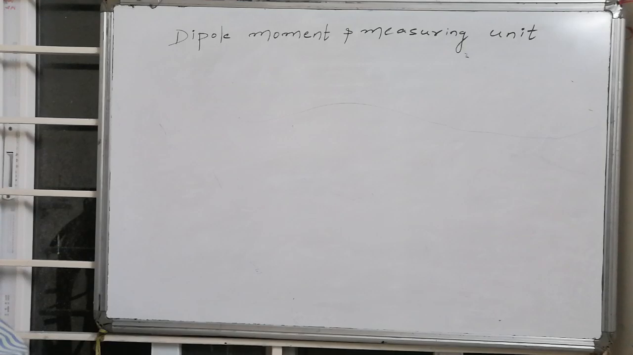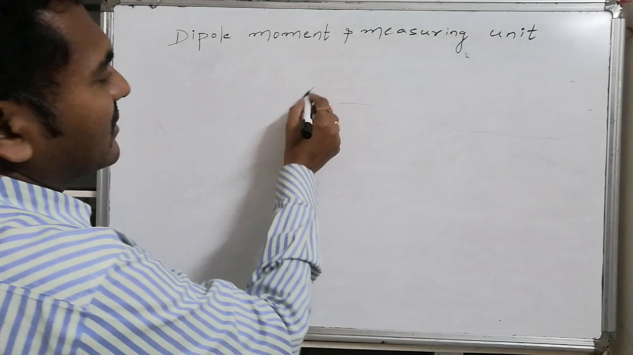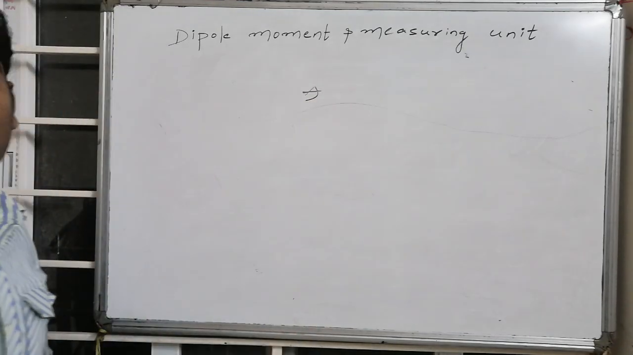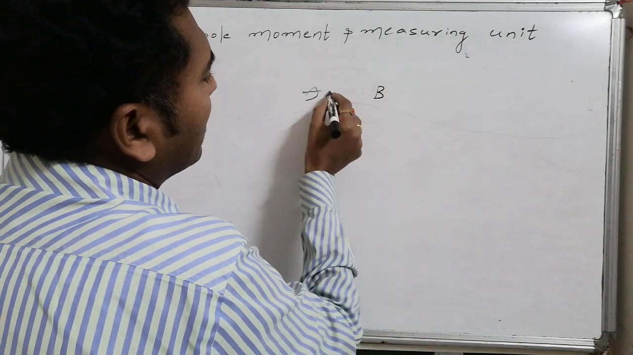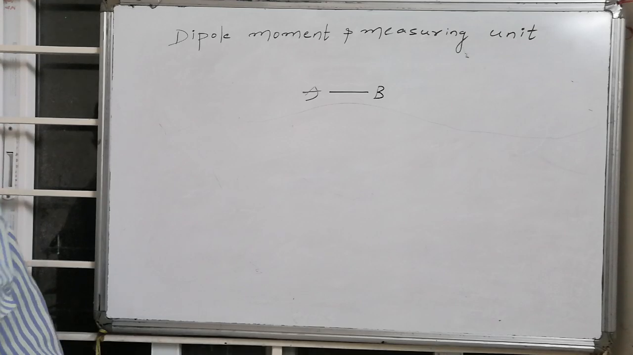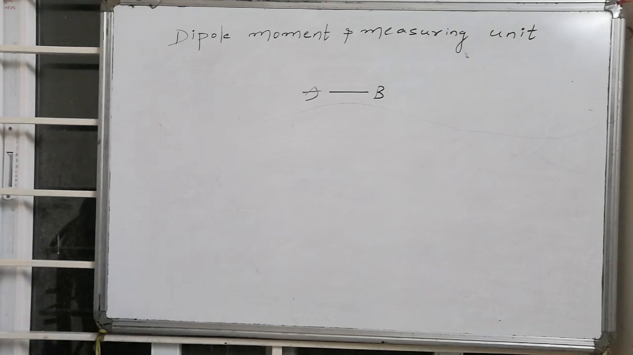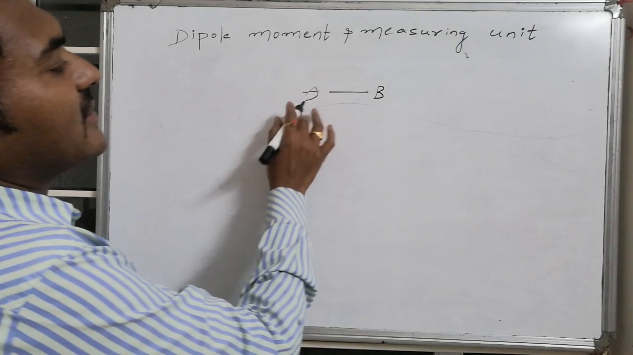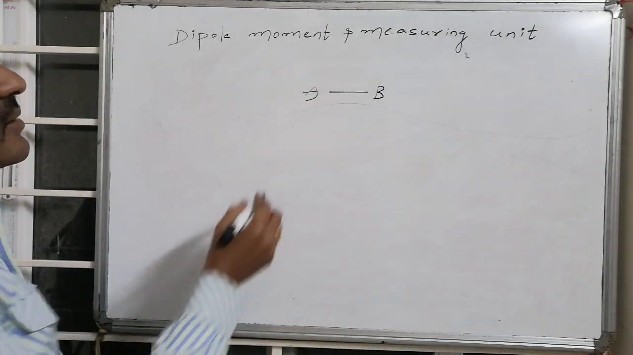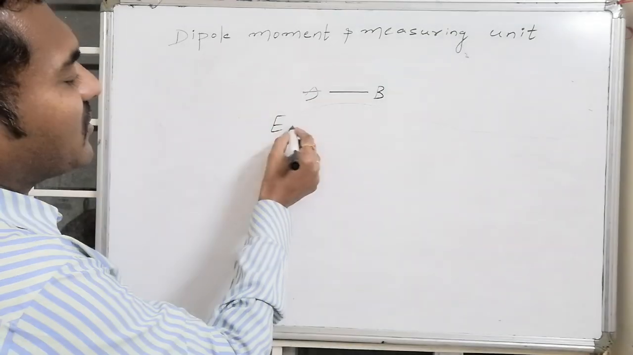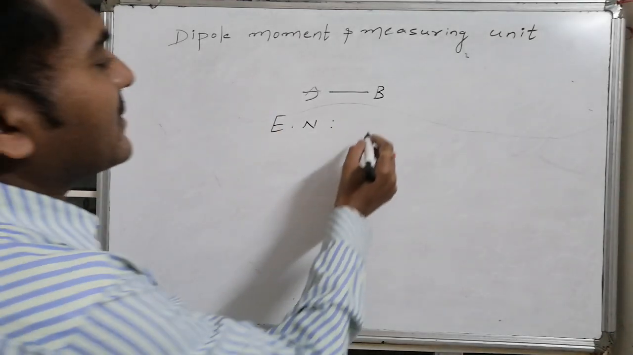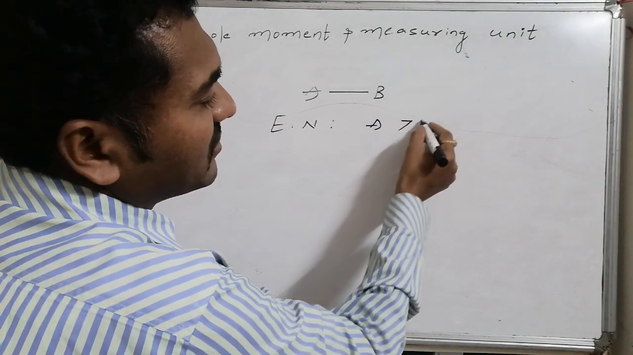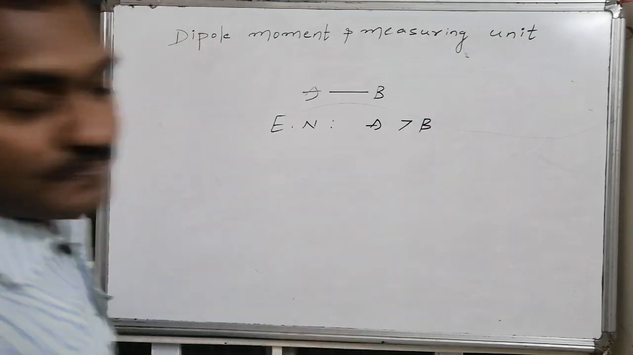If two atoms are present in connectivity with one another, let us consider A is an atom and B is another atom, and these two atoms are connected with a sigma bond. Atom A is different from atom B, so you expect that the electronegativities of A and B are different. Let us expect in this case atom A is more electronegative compared to B.